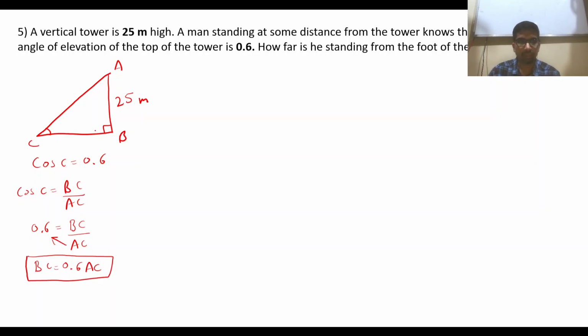Now this is a right angle triangle. We don't know any other value. We just know AB. Can we apply tan? No, we can't apply tan. So let's apply Pythagoras theorem. Let's apply Pythagoras theorem.